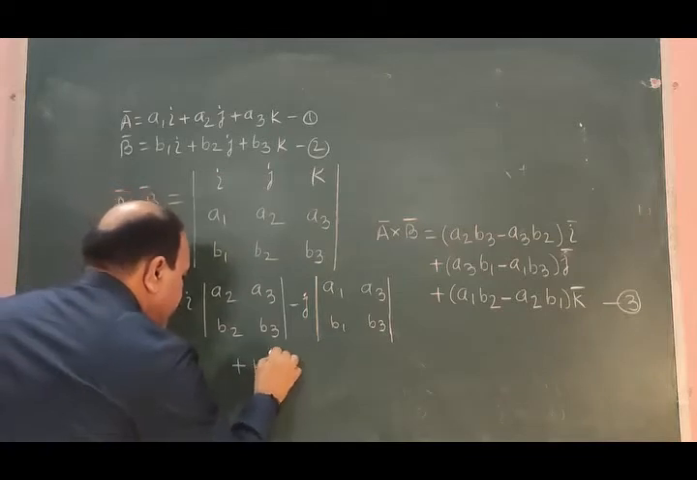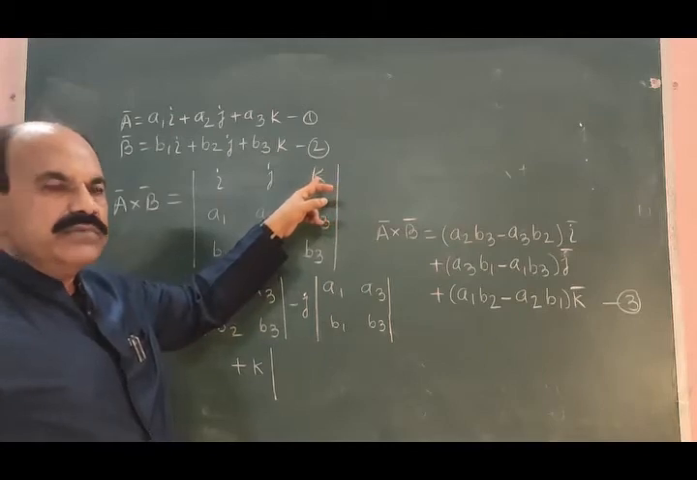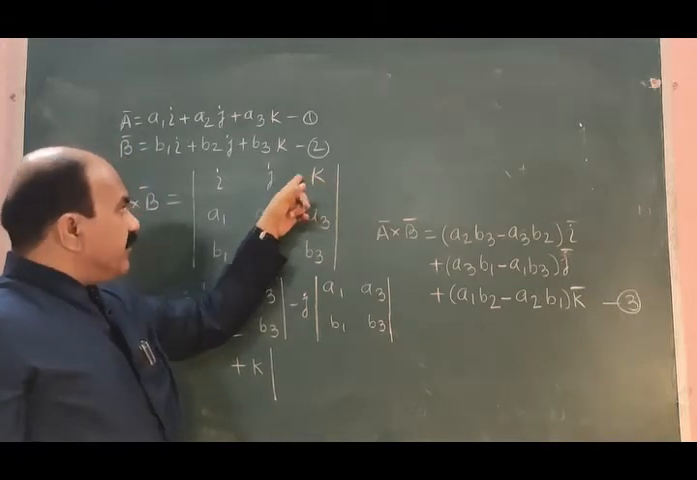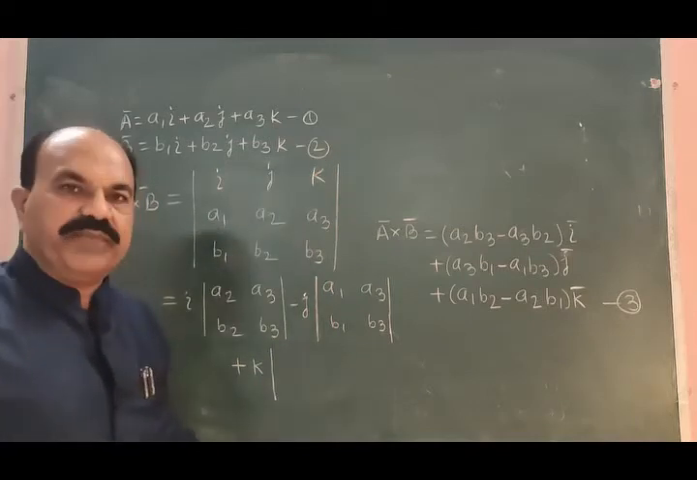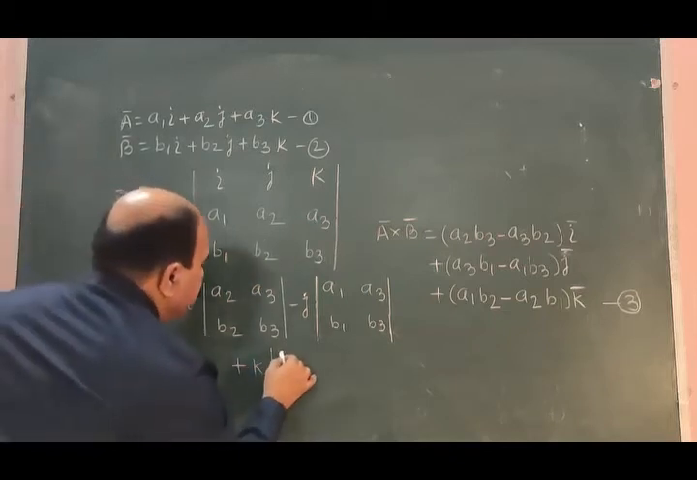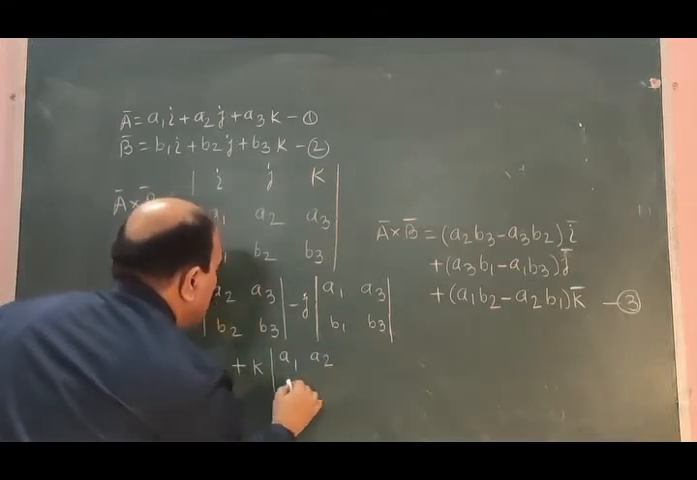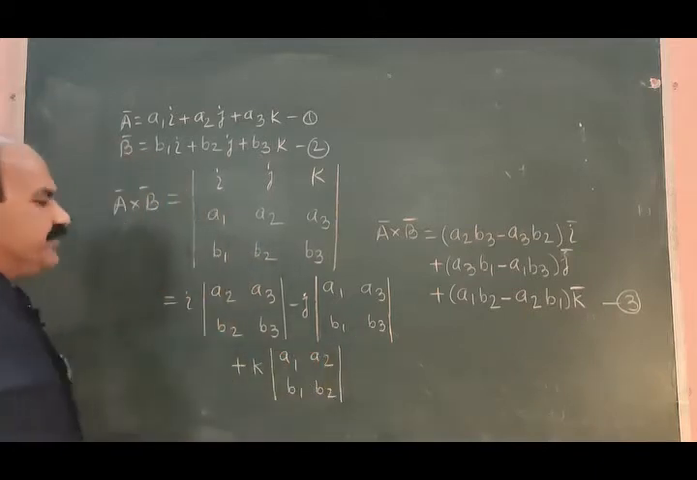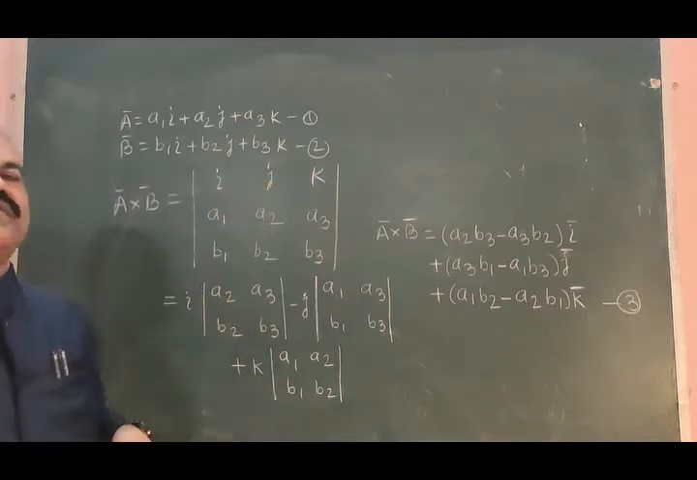Plus K. Now, skip the column containing K, skip the row containing K. So, this row, this column skipped. What is left? A1, A2, B1, B2. Write it here in the determinant: A1, A2, B1, B2. So, you have to write this determinant this way.